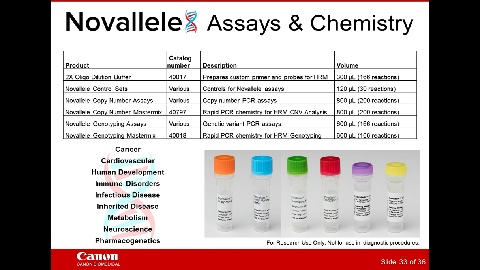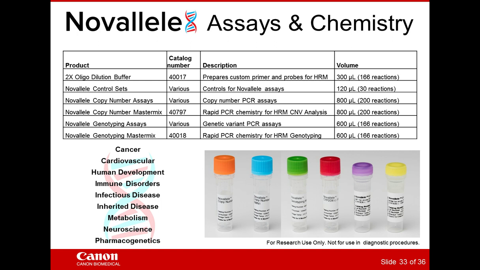So the Novallele assays and chemistry, the copy number assays are packaged for 200 reactions in each vial. These are 10 microliter reactions. Genotyping package is a little bit smaller, 166. And the controls matched to the genotyping assays, we package diluted down, ready to use, 30 reactions per vial. We have different focus areas here. So a bulk of the genotyping assays fall into either neuroscience or pharmacogenetics research.